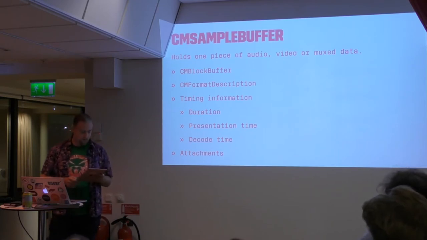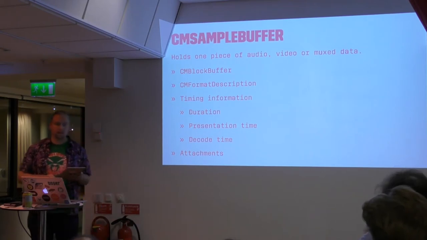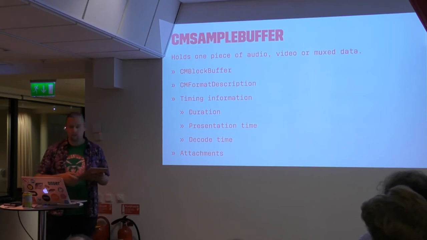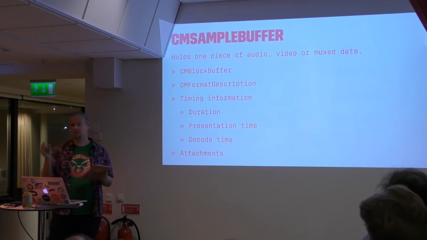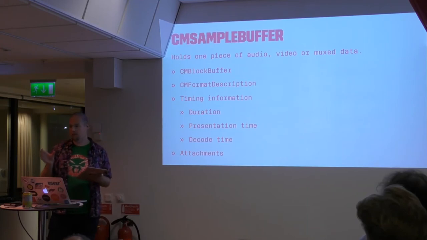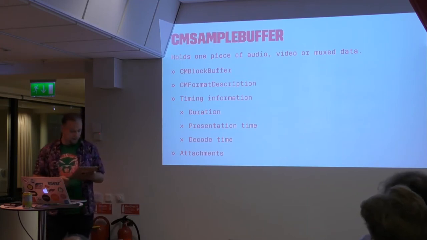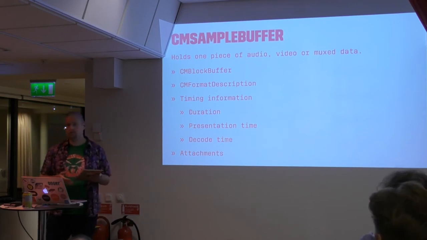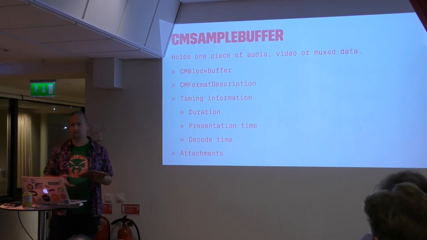Just to give you some basics, a CM sample buffer for video usually contains one frame. For audio, it usually contains maybe 100 milliseconds of data. And so a sample buffer has a duration. And for audio, the duration is the duration of one sample. And we'll get into what that actually means. For video, it's the duration that one frame should be on screen. The time that a sample should be played is usually 1 divided by the sample rate, which is usually 1 divided by 44,100.